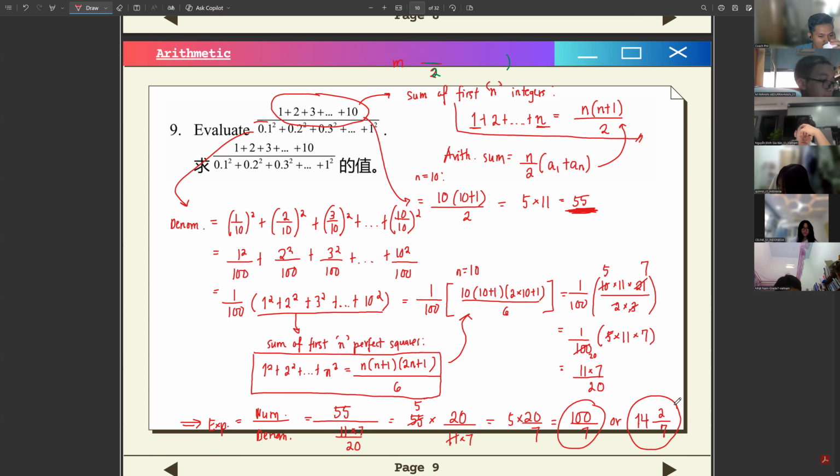Okay? So both of these fractions are acceptable answers. Okay, take a screenshot if you need to. And then let's continue.